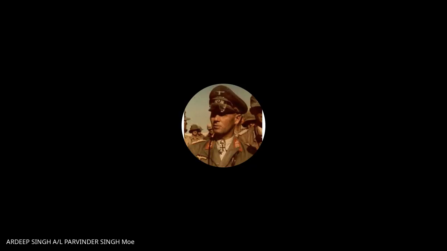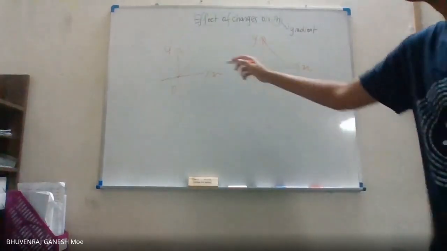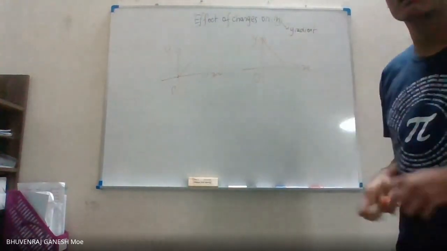Boy, I can't see the screen. I can only see one part of the graph. One is a straight line going up, one is a straight line going down.